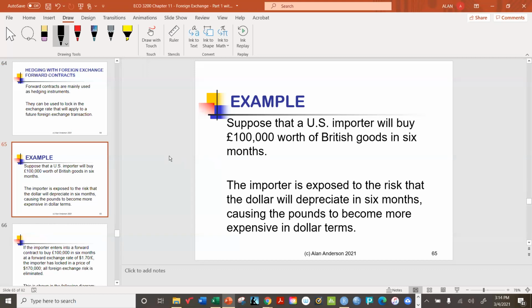So let's just say in our example, an importer in the US needs to buy 100,000 pounds worth of British goods in 6 months. And as we've already seen, if you wait 6 months, the dollar could get weaker and we'd have to pay more to buy these pounds. Exactly what we want to avoid. Okay, it's like anything else. If you wait and you have to pay more, that's going to be a problem.